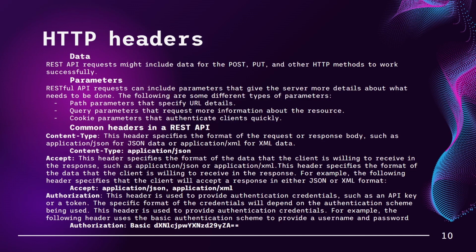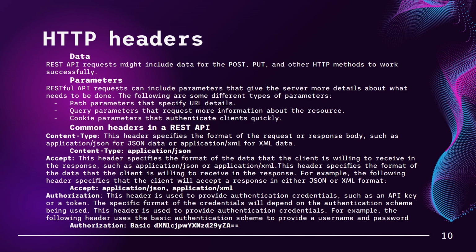All right, and then the last one, which is the headers, right? So the headers are the metadata exchanged, as I said, between the client and the server. For instance, the request header indicates the format of the request, and the response provides information about the request status, and so on, right? And we have here first the data, right? Requests might include data for POST, PUT, and other HTTP methods to work successfully. The second header is the parameters. So the parameters give the server more details about what needs to be done.